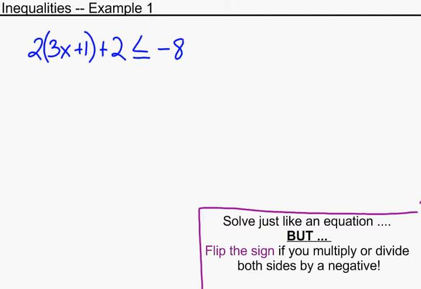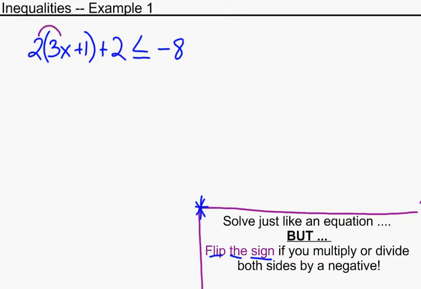Whenever I solve inequalities, I do it in a manner that's remarkably similar to solving equations with just one difference. That difference being, if I divide or multiply both sides by a negative, I have to flip the direction of the sign. So let's go ahead and do this example and see if at any point we have to flip the direction of the sign.